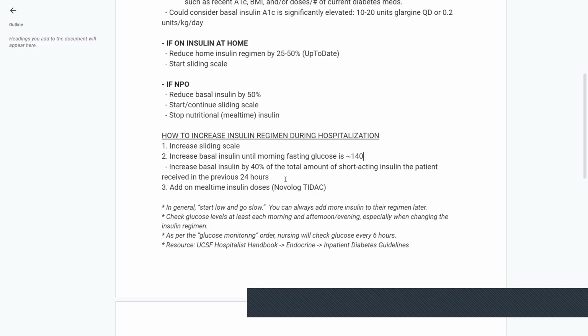Or, and I'm going to do an example down at the bottom, another way to start or increase someone's basal insulin, which is summarized right here, is you take the total amount of the short-acting insulin that they've gotten in the previous 24 hours, multiply that by about 40% or so, and whatever that number is, you add on to their basal insulin, or you start them on that number of basal units.